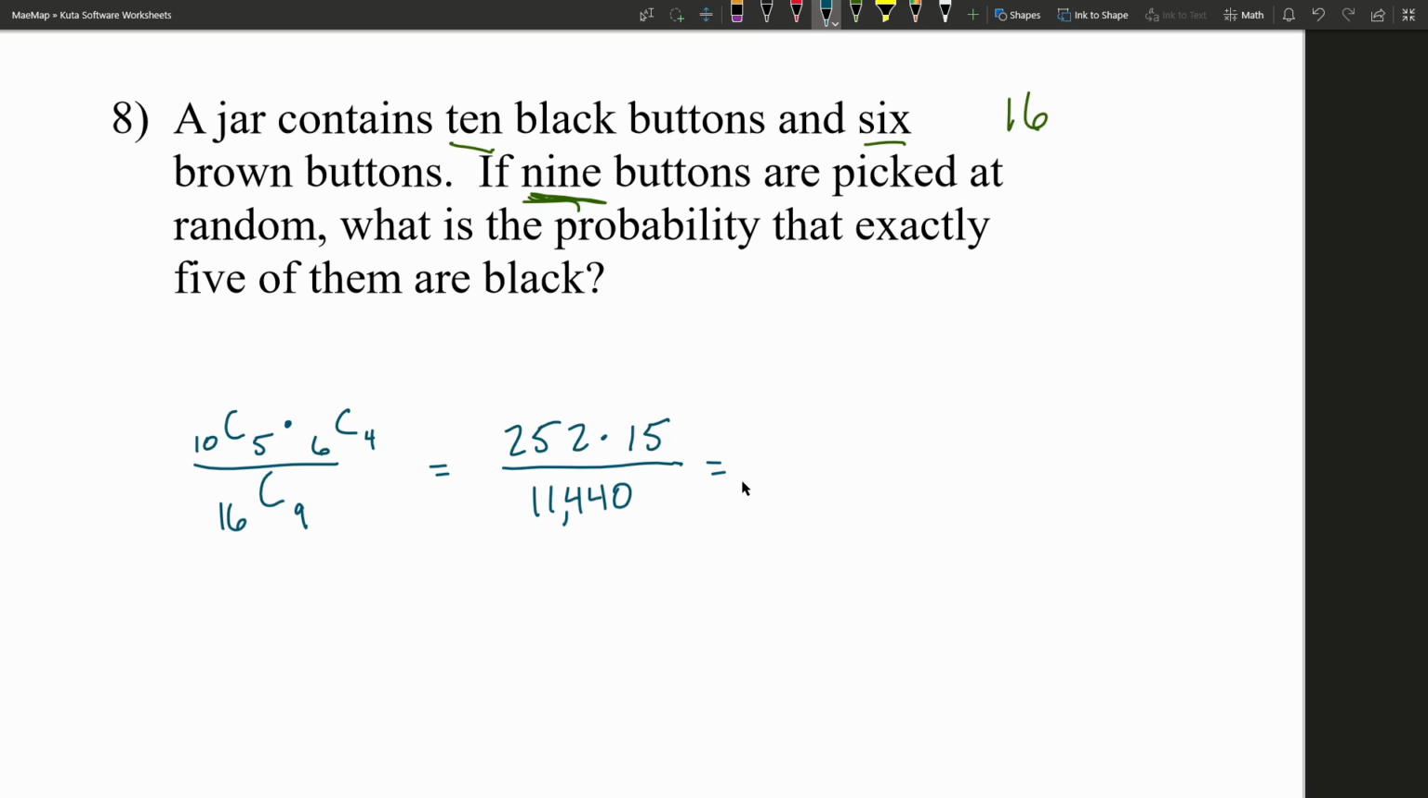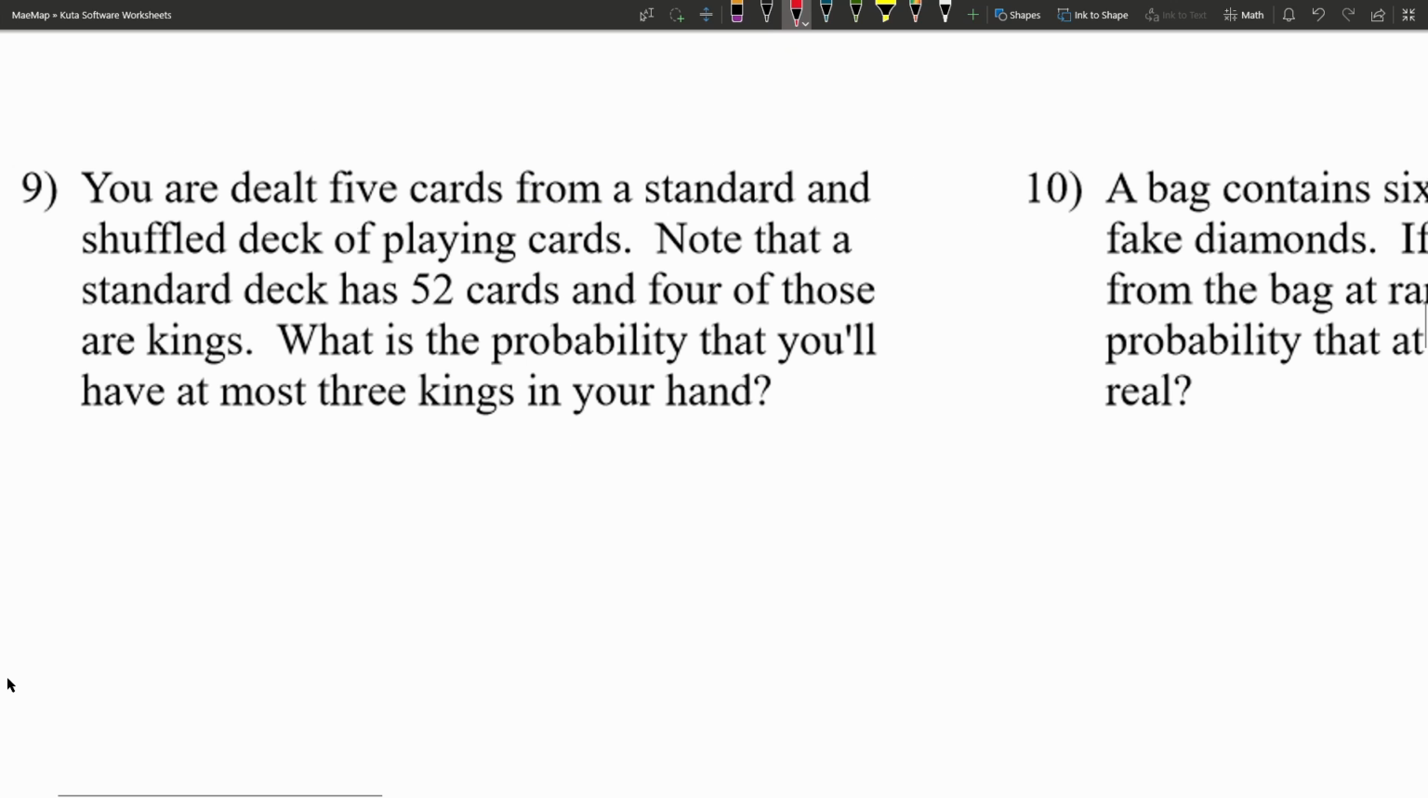252 times 15 is equal to 3,780. And when we divide that by 11,440, what we get is approximately 33.04%. So this is approximately equal to 33.042%. Let's move on to number 9.